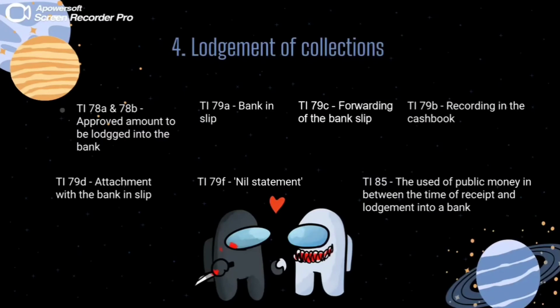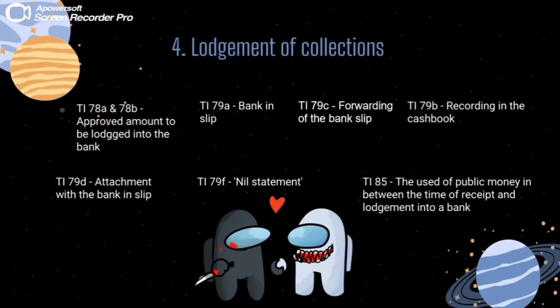Lastly, lodgement of collection. All monies received that have reached the approved amount must be lodged into the bank in accordance with the specific revenue code. TI-78A and 78B are about the approved amount to be lodged into the bank. TI-78A indicates that the maximum approved amount is when the cash exceeds 500 ringgit or the total collection exceeds 2000 ringgit. The total collection includes checks, postal orders, and money orders.